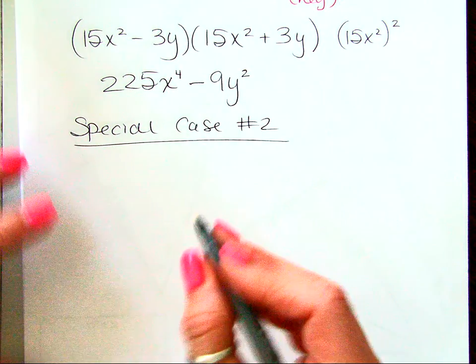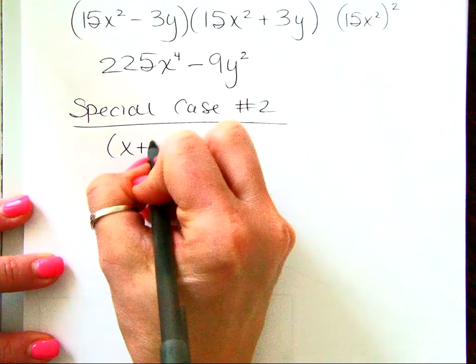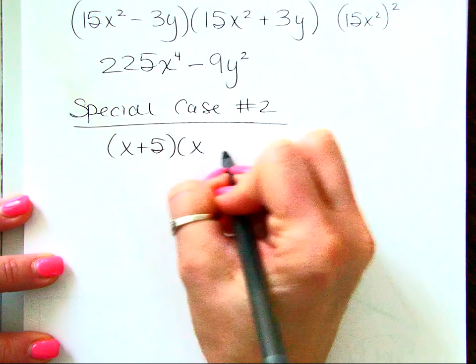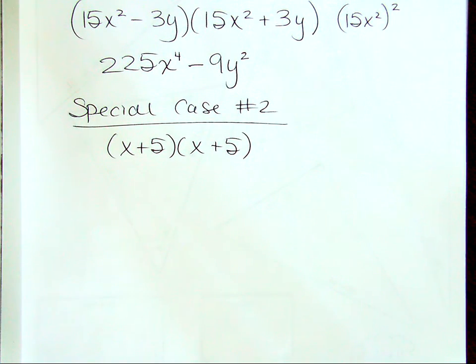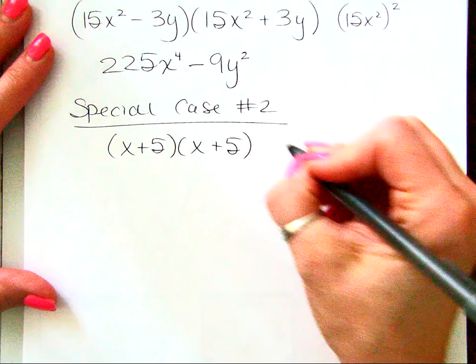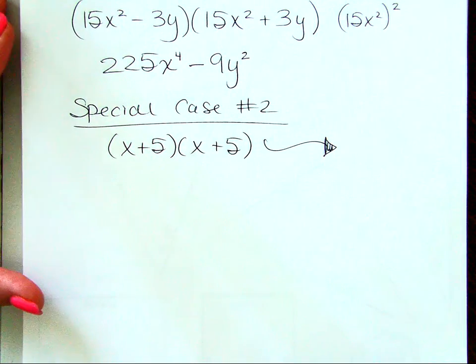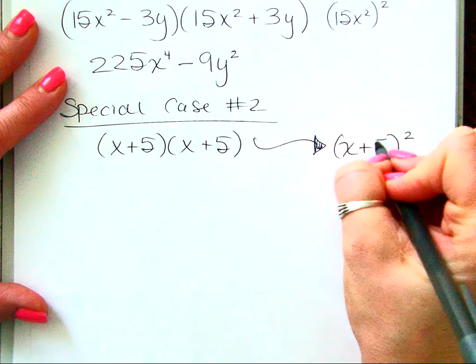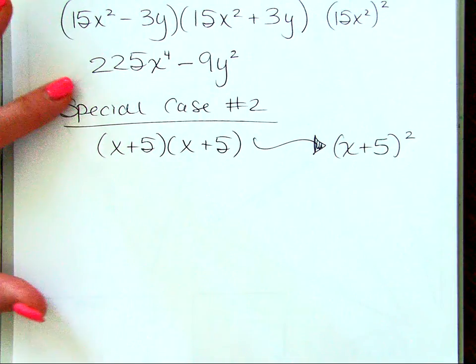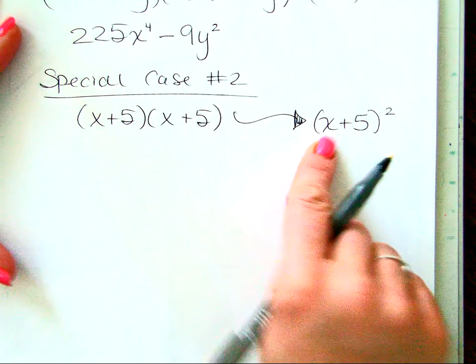And the difference here is that instead of an x plus 5 and an x minus 5, it's an x plus 5 and another x plus 5. Meaning they are identical. Meaning you may not see them written like that. You may see it written, actually, not you may, you will see it written like that. Doesn't that mean the same thing? Okay? So this one's a little harder to figure out.